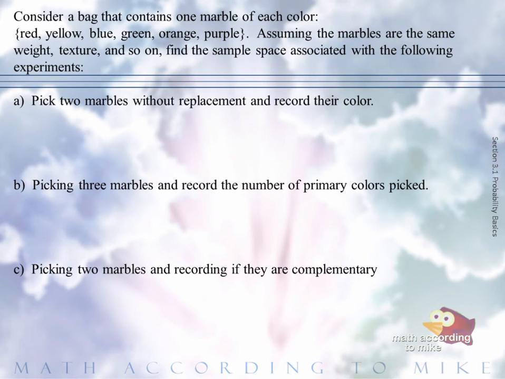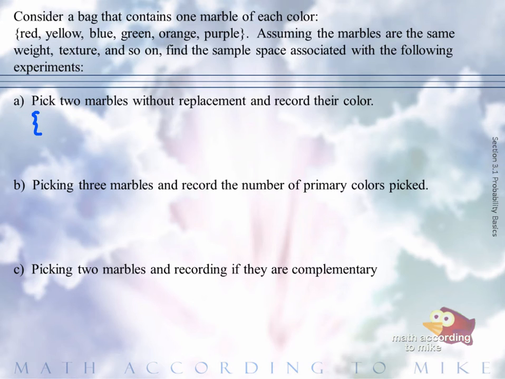Consider a bag that contains one marble of each color. Red, yellow, blue, green, orange, purple. We're going to assume that there's no way of knowing what marble you are pulling out before you pull it out. So part A, pick 2 marbles without replacement and record their color. So again, don't bounce around.